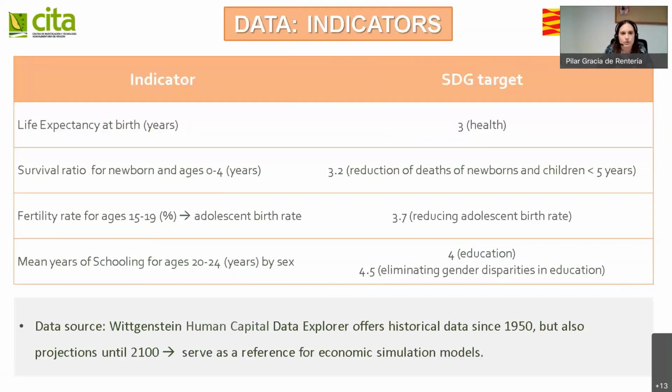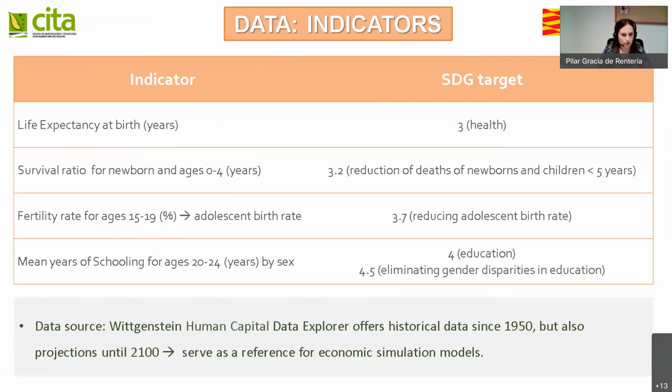So first, the selection of the indicators to measure the progress of SDG 3 and 4 was based on the Global SDGs Indicator Framework developed by United Nations. And among the proposed indicators, we select 3 indicators to measure the health goals and 2 indicators for the education goals. So for the health indicators, we select first life expectancy at birth, which is a global measure of health conditions. Second, we select the survival ratio for newborns and also for children between 0 and 5 years in order to measure the target 3.2. And third, we also select the fertility rate for women between 15 and 19 years old in order to measure the target 3.7 of the SDGs.